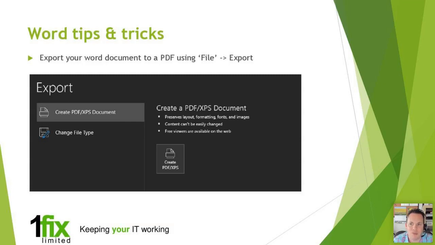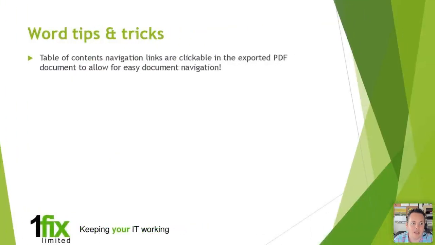XPS is a Microsoft document format that really hasn't gained much traction, in all honesty. PDF is really the standard nowadays. Click on that button and that will create you your PDF document. What it does do when you do that is that the table of contents that you hopefully created earlier on from those clickable links is actually still clickable. So when you export your PDF and you have a table of contents there, the links can be clicked to allow people to navigate through the document. So when you're sending someone a 20 or a 30-page PDF document, they have a navigable table of contents.